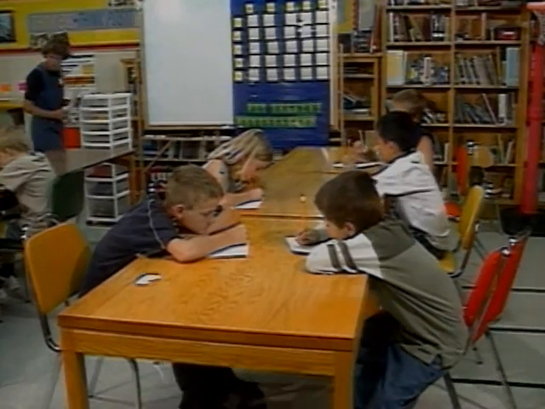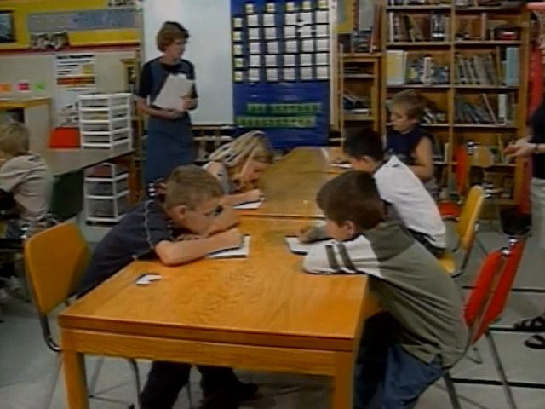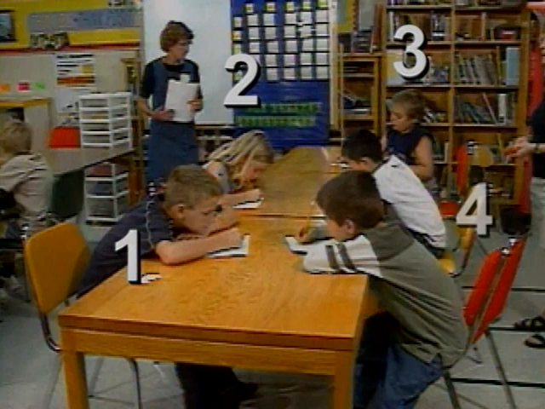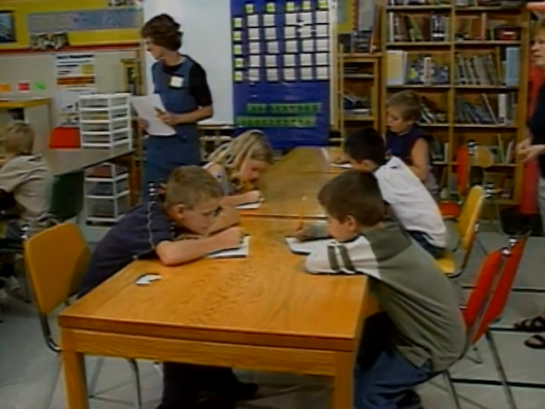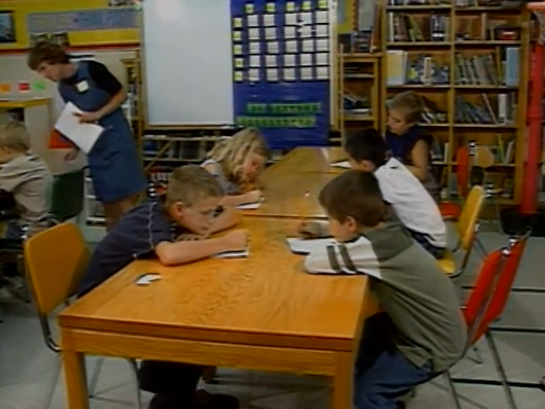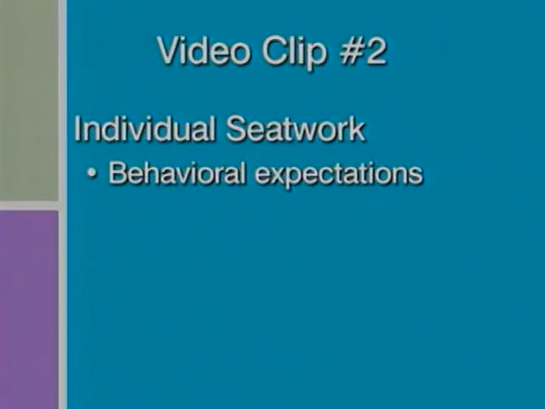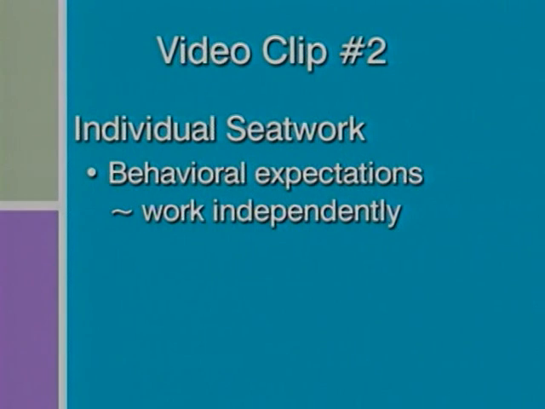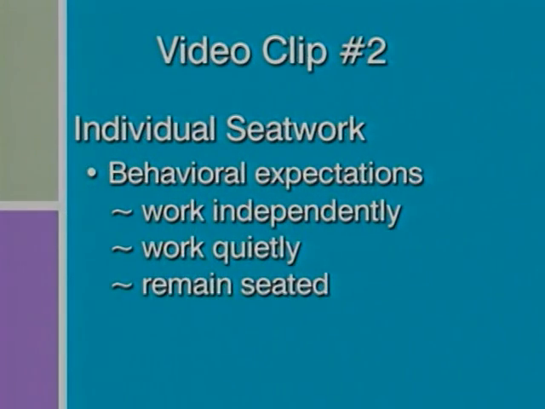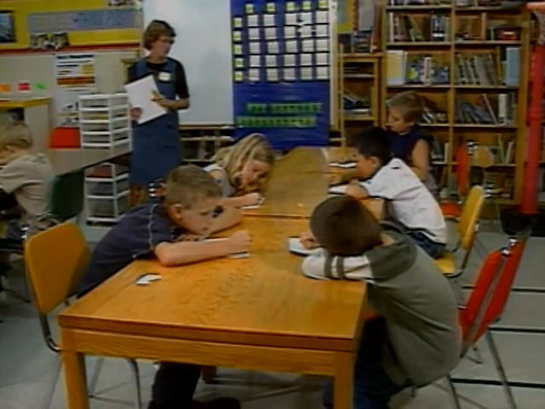There are 4 boys and 1 girl in this next video clip, numbered from 1 to 5. These numbers are also listed in worksheet number 2. In this math activity, the students are required to complete as many grade-level arithmetic problems as possible in the specified time. The teacher has already explained to the students the behavioral expectations for this activity, which are to work independently, work quietly, remain seated. Now let's watch the students.